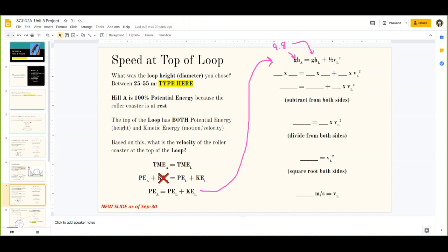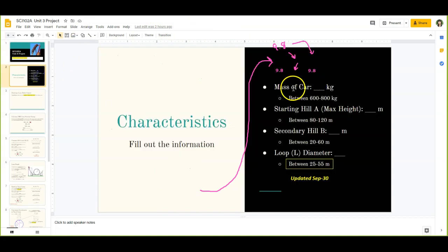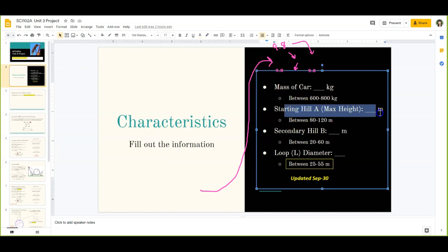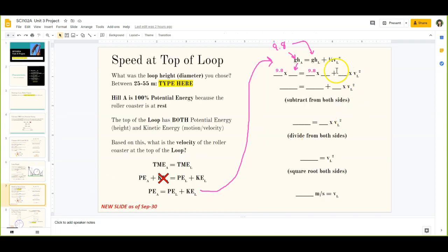All right, so if we were to go ahead and fill this in, we would have 9.8 and right here 9.8. Right? And then right here, again, put in your height of your hill A, which one more time was all the way up here on this slide. So your starting height, max height, that's what you should be plugging in. That is your HA. We already discussed that on slide 5. So HA goes here, and then the height of your loop, again, that's what you put right here. So again, the height of A was from slide 2, and then your height of the loop, that's what's right here. That's where you're going to plug in right here for HL.